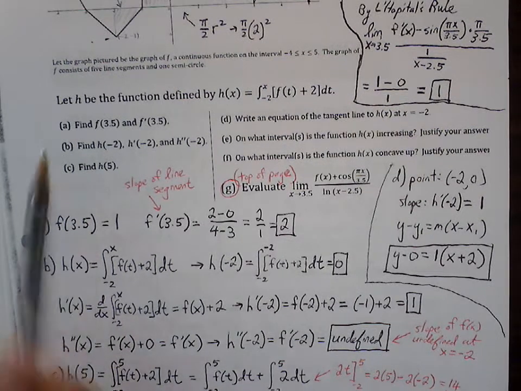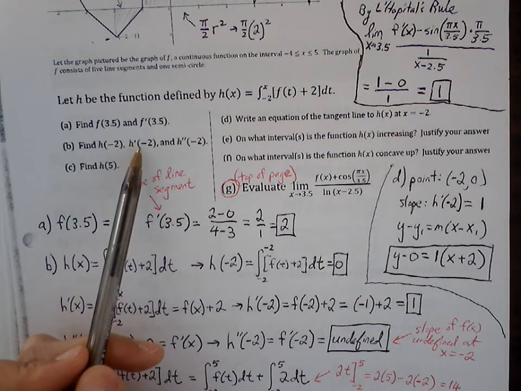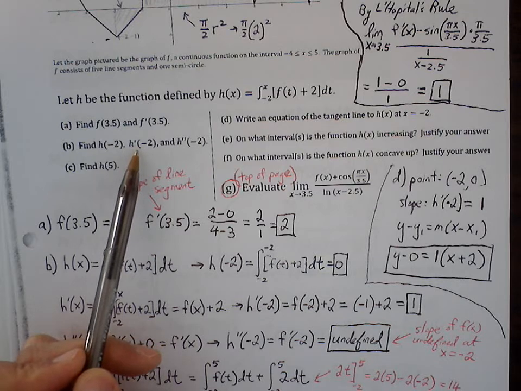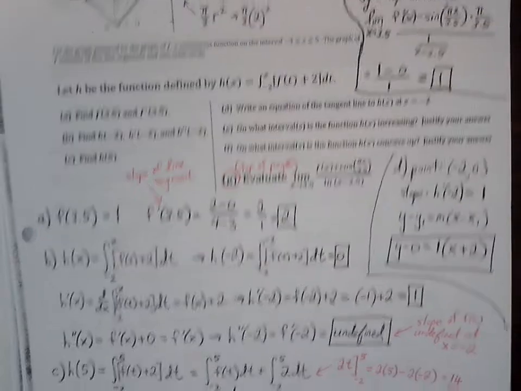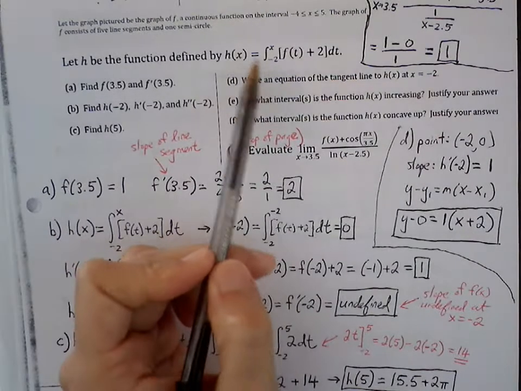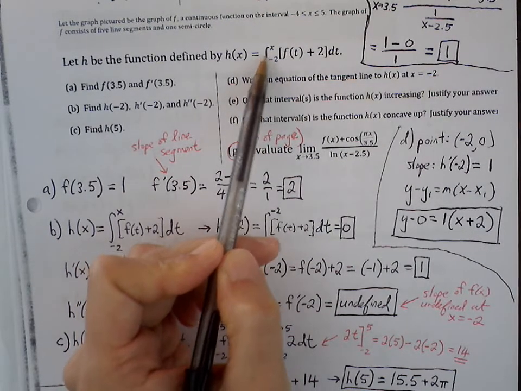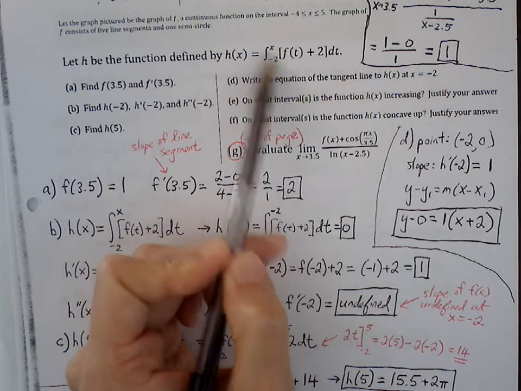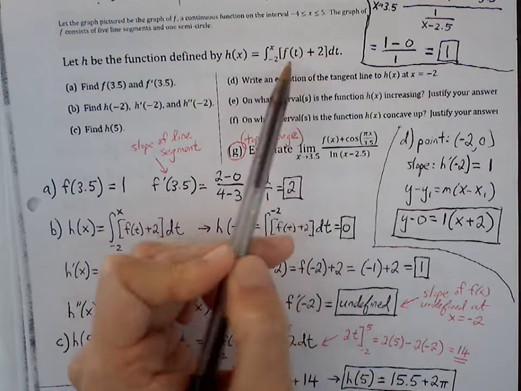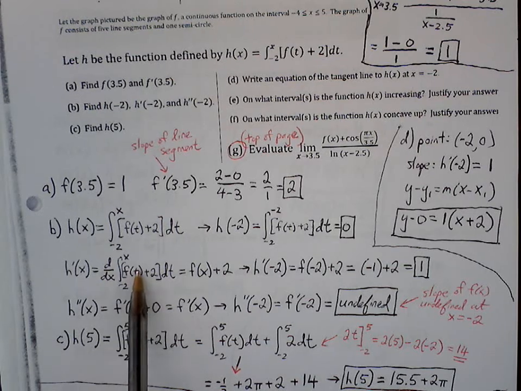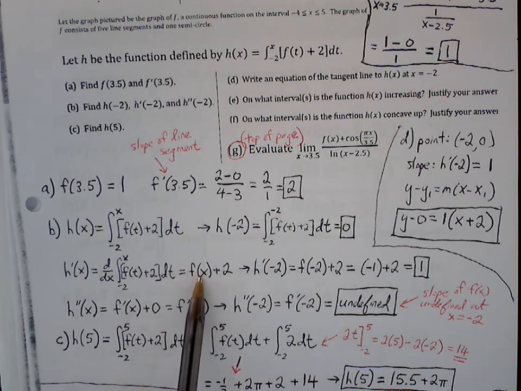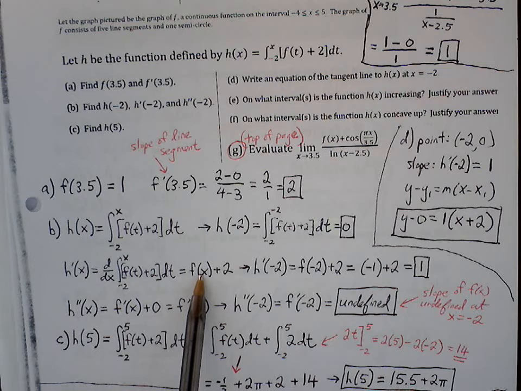Okay. Before we can move on to h prime of negative 2, we first have to find h prime of x. So h prime of x requires us to find the derivative of this expression. So the derivative of the definite integral, we know derivatives and integrals are going to cancel each other out. We're just left with what's inside, so f of t plus 2, or f of x plus 2. Plug the upper bound variable into the expression's variable.